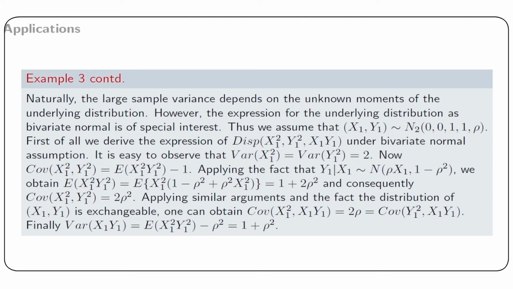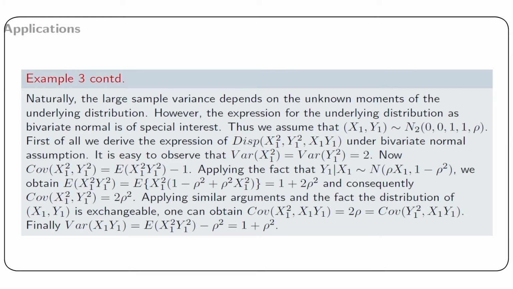Next, the covariance between x1 square and y1 square can be expressed as expectation of x1 square y1 square minus 1. Now, if we apply the fact that the conditional distribution of y1 given x1 is univariate normal with mean rho x1 and variance 1 minus rho square, we simply obtain that the expected value of x1 square multiplied by y1 square is nothing but 1 plus 2 rho square, and hence we get the covariance between x1 square and y1 square as 2 rho square.